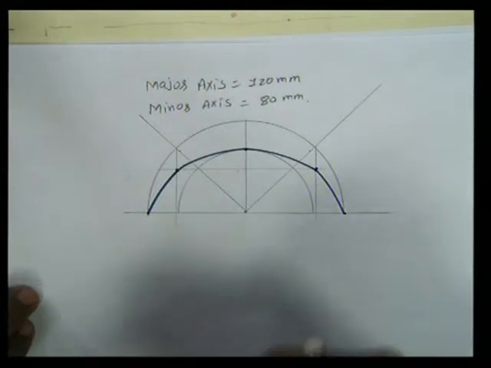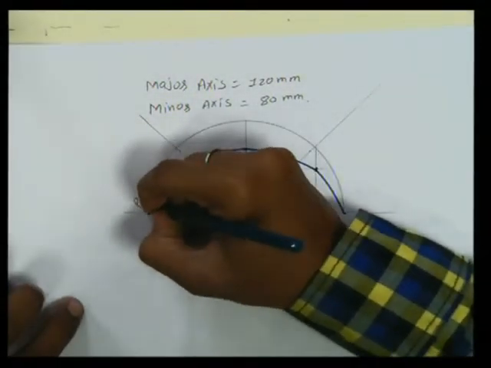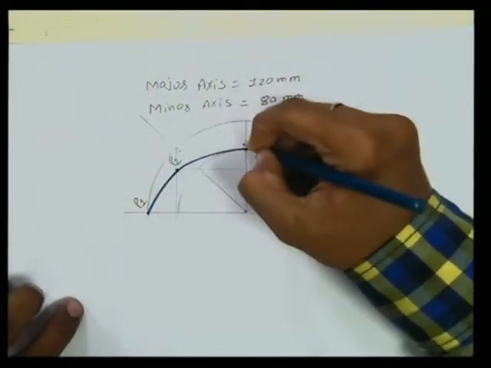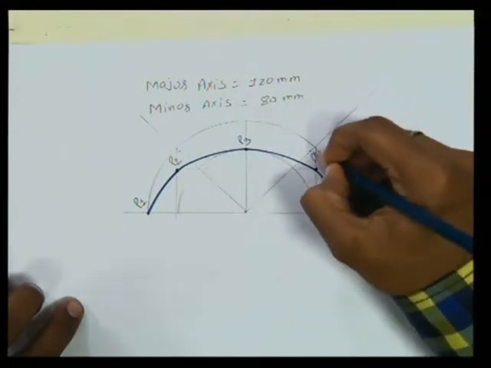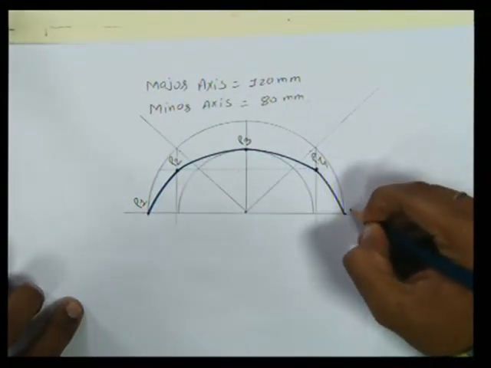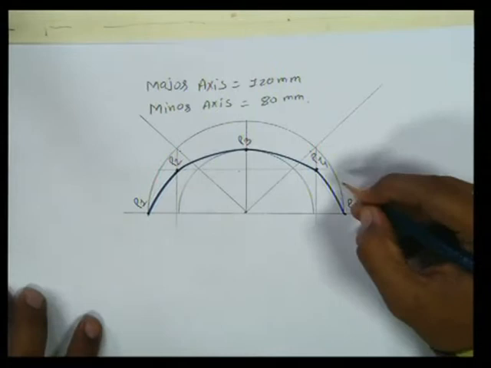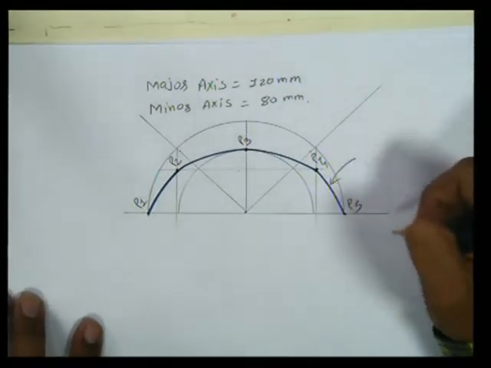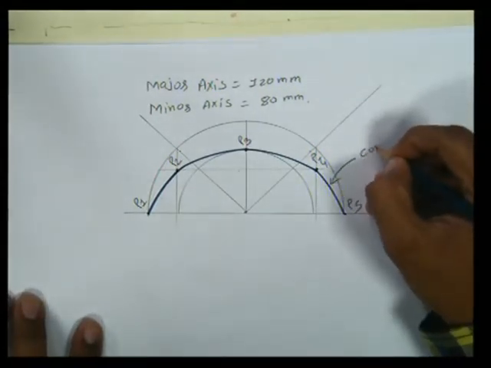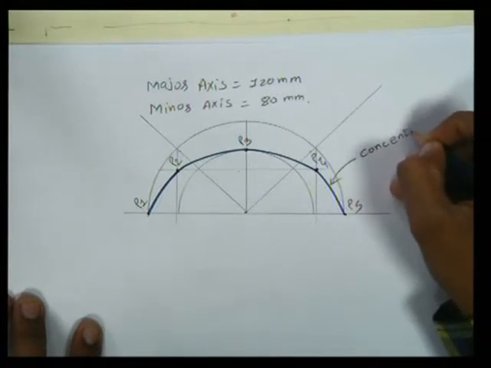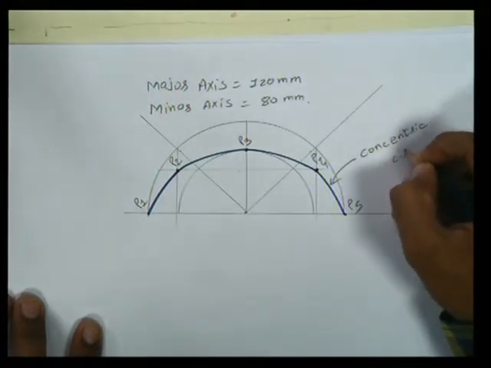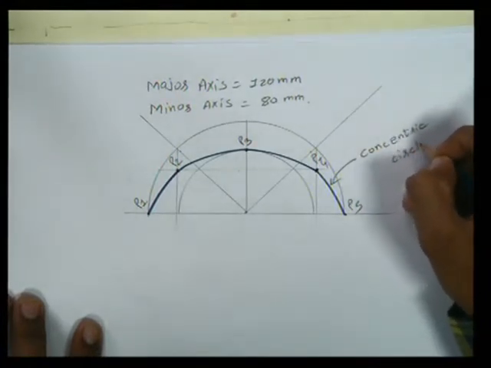We'll give nomenclature to the same: P1, P2, P3, P4 and P5. We'll give the name as well: concentric circle.